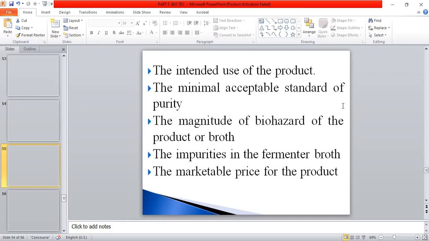The magnitude of the biohazards of the product or broth. Suppose you are using a microorganism as a broth or product; it should not produce a large amount of biohazards. Hazard means danger, harmful effect. You have to use the type of broth that will not produce it. The impurities in the fermented broth are another factor. The marketable price for the product. These are the important things, very, very essential, my dear.